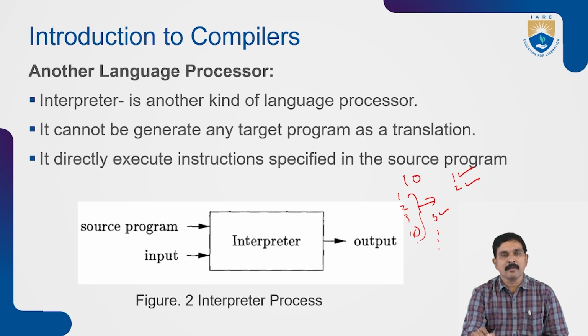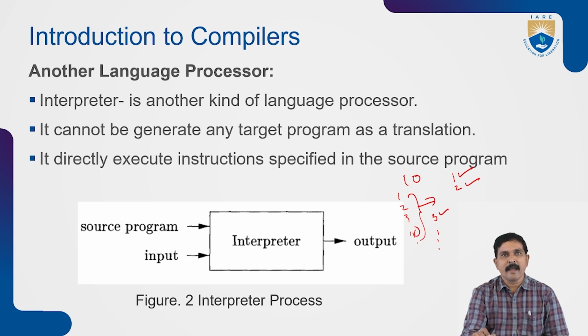So you want to know the error exactly at which line. At that time only you are using the interpreter. One more thing is that it cannot generate any target program as a translation. This is another idea of the interpreter: it directly executes the instructions one by one in the source program.